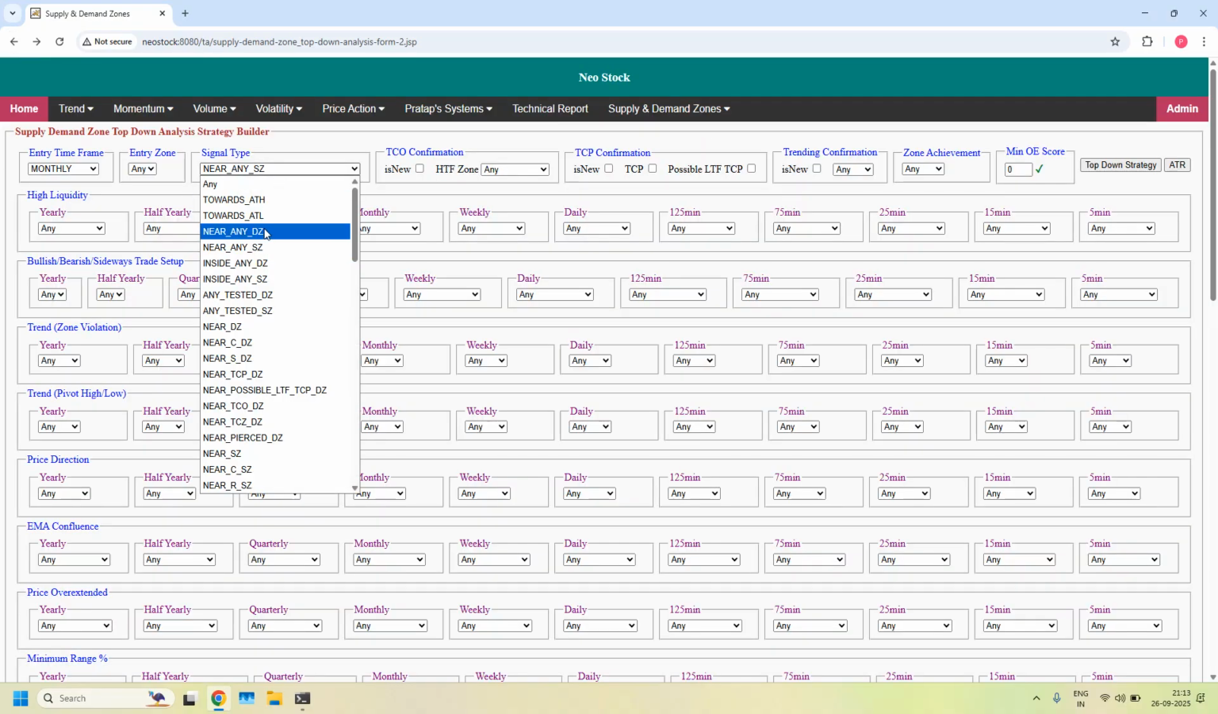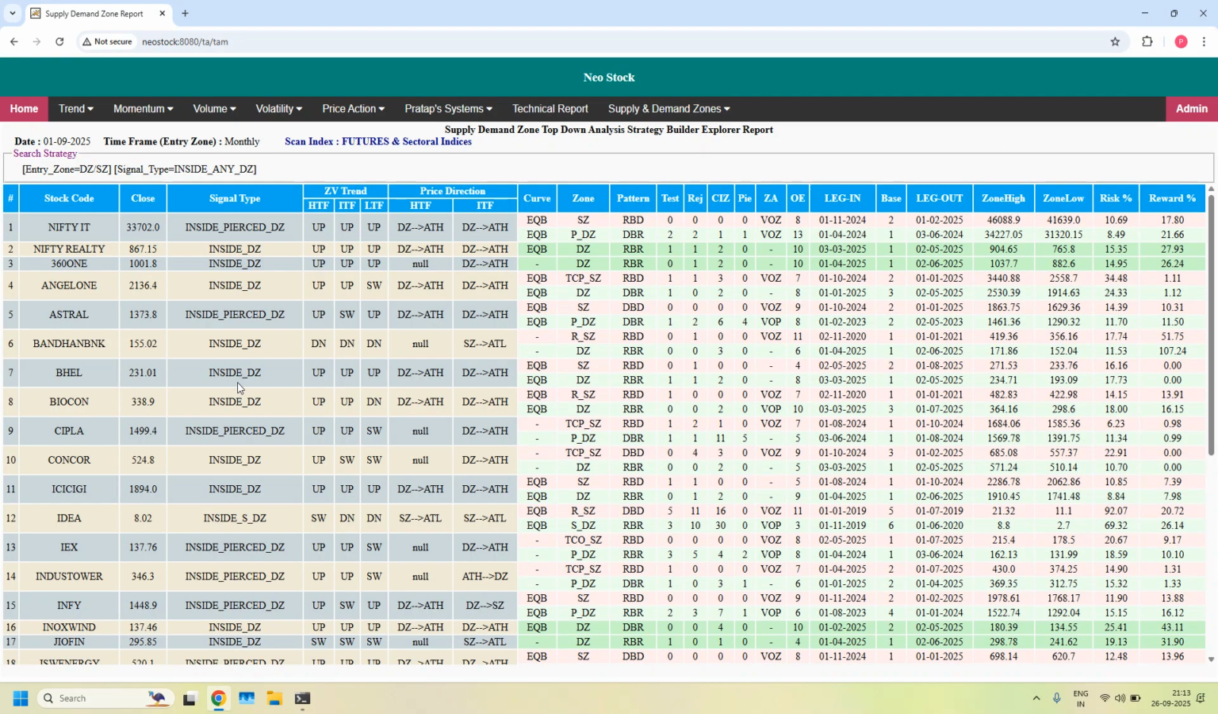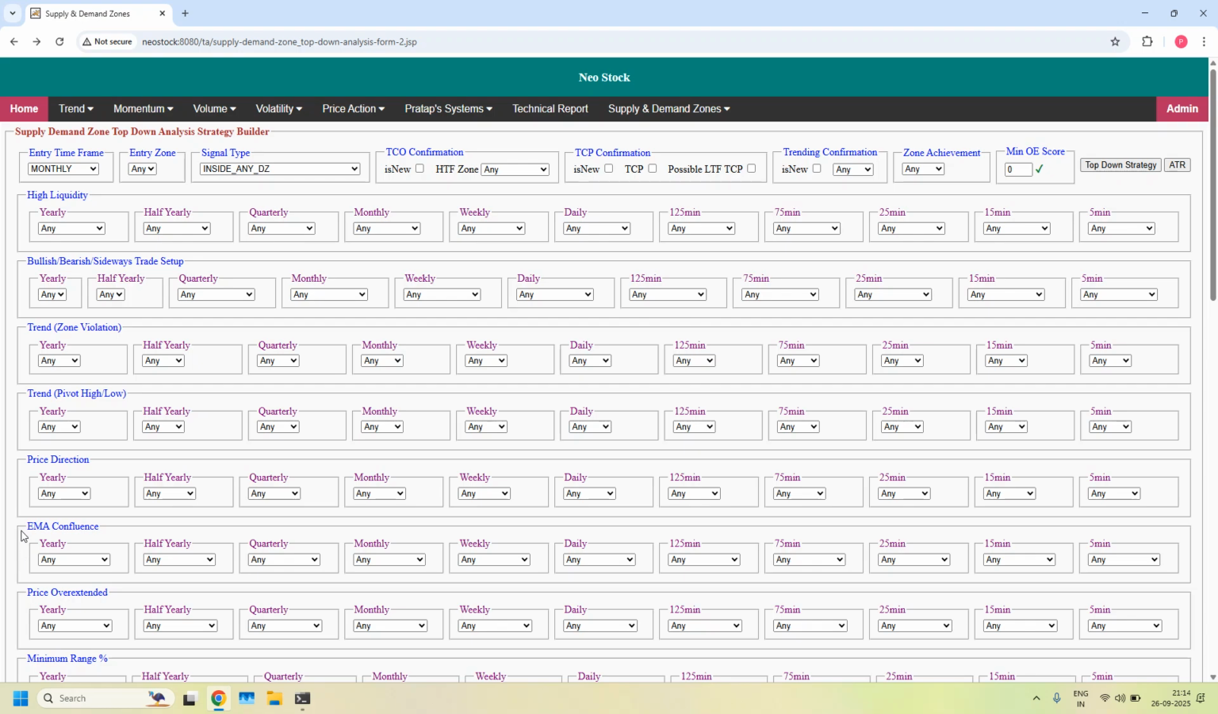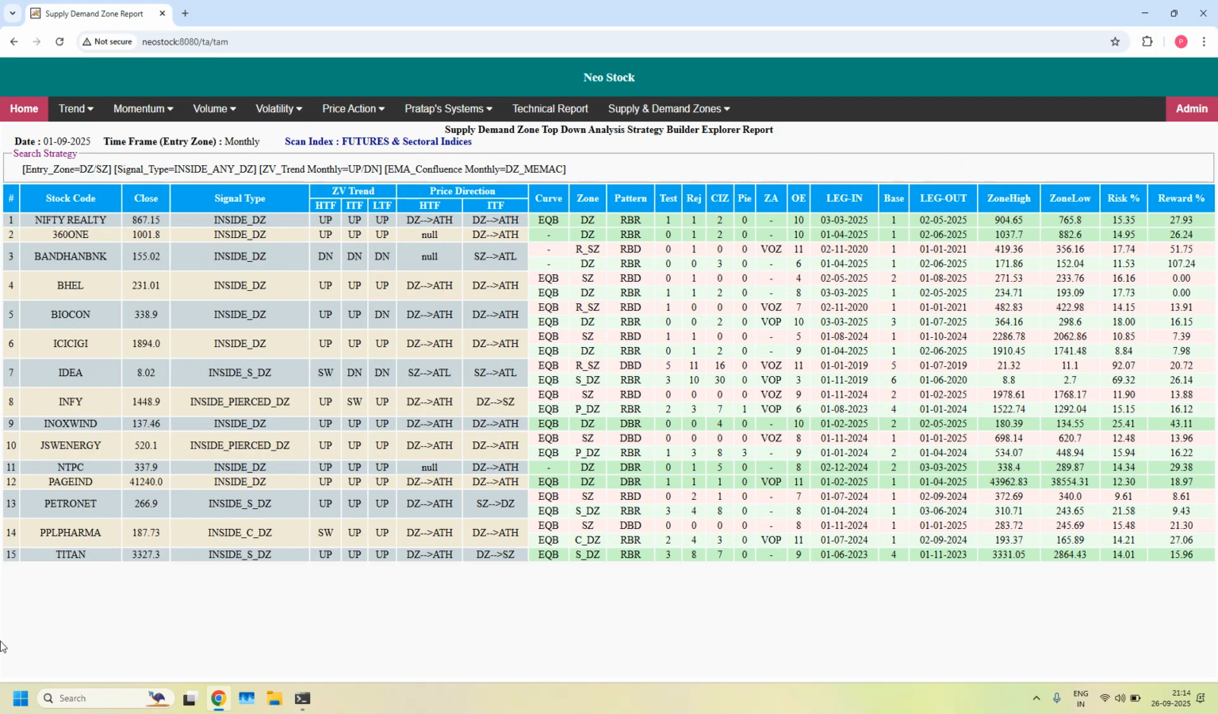Next, price closed inside the monthly demand zone. First 17 stocks in the list. Scrolling the list down, total we got 33 stocks. We can further filter based on monthly demand zone having monthly EMA confluence. And also trend on the monthly should not be sideways. It can be up or down. We got 15 stocks.